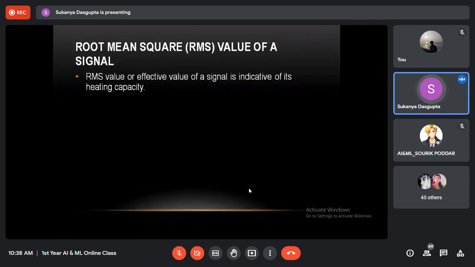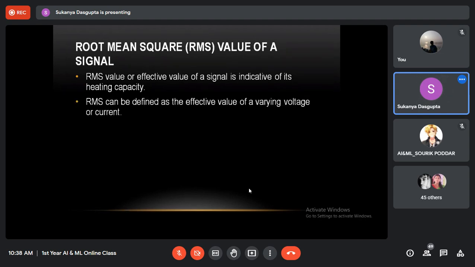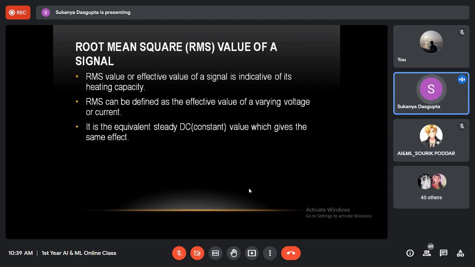Mean square value of a signal. What is it? It is the RMS value or the effective value of a signal, which is indicating actually the total heating capacity of the circuit. Now, this RMS value or the effective value of a signal is valid only for an alternating voltage or current. It is not required in case of a DC circuit. It is only required in case of an AC circuit.